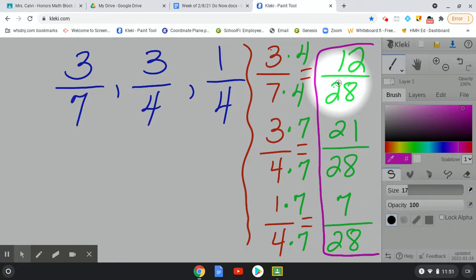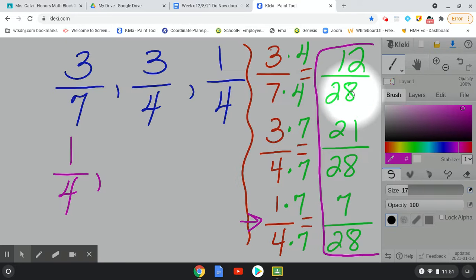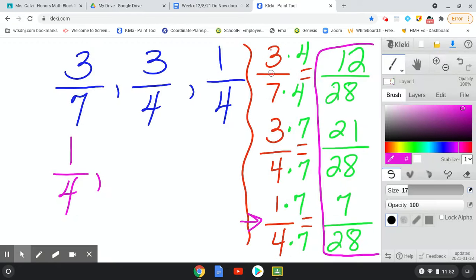So my denominators are all the same, so I just need to look at my numerators. Well, I have a 12, a 21, and a 7. 7 is the smallest. So I'm going to remember, you need to write the fraction that they gave you, not the 7/28 that we turned it into. So 1/4 is my smallest. Then I have a 21 and a 12. 12 is smaller than 21, and 12/28 is equivalent to 3/7. So 3/7 would be listed next.